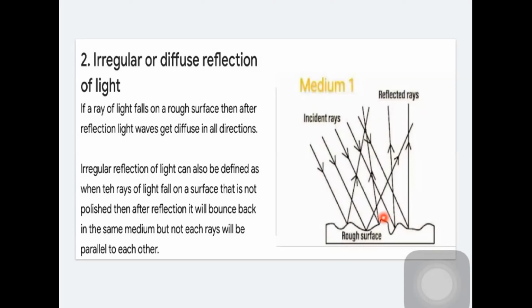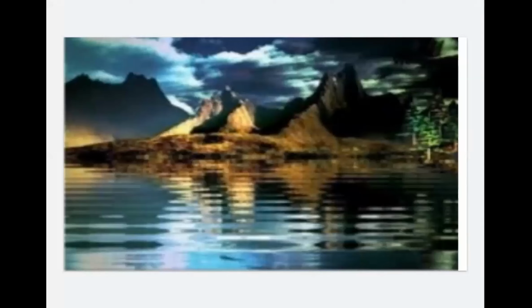So, irregular reflection can also be defined as when the ray of light falls on a surface that is not polished. The criteria for irregular or diffuse reflection is that the surface is not polished. You can see the surface has irregularities in it, which is not polished, and after reflection, it will bounce back in the same medium, but each ray will not be parallel to each other. So, if such a case is there, you see the object like this.